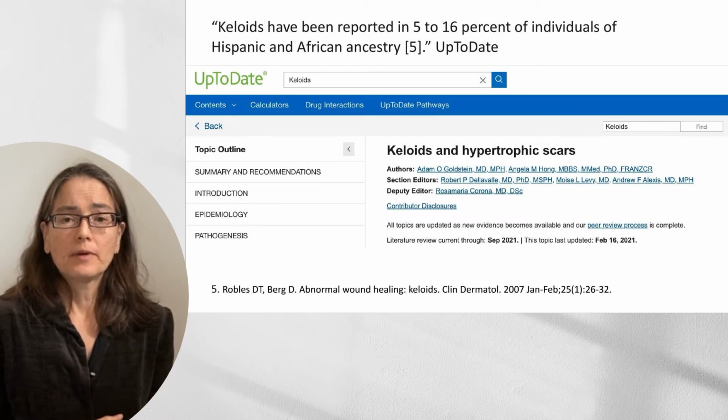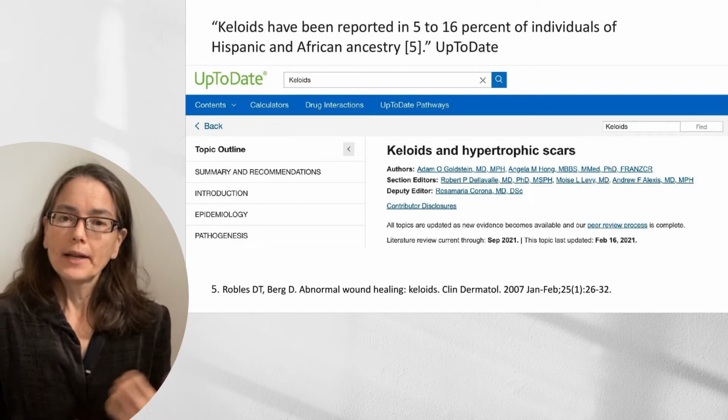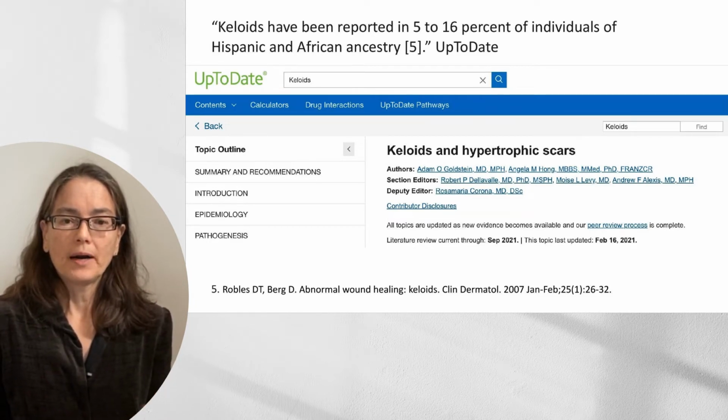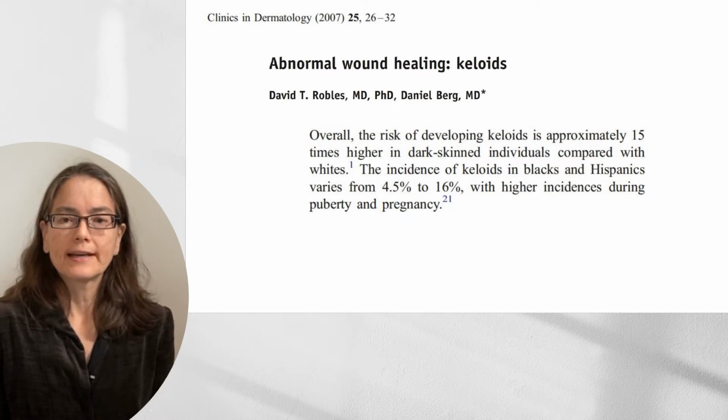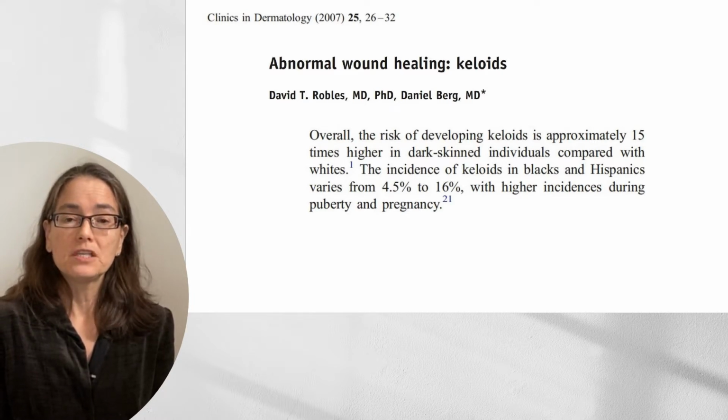Now, because of my work for my students, not only have I read UpToDate, which is always a great place to start, but I'd actually also read Reference 5 by Robles and Berg. Let's take a look at that. So here is our reference. We have two sentences which we're going to dissect. The first one refers to a very dramatic statistic that keloids are approximately 15 times more common in dark-skinned individuals compared with whites.